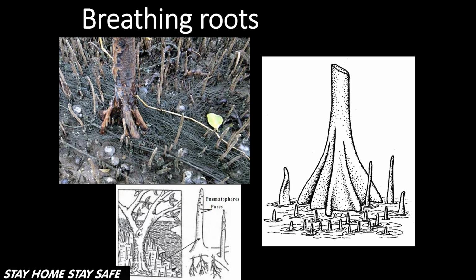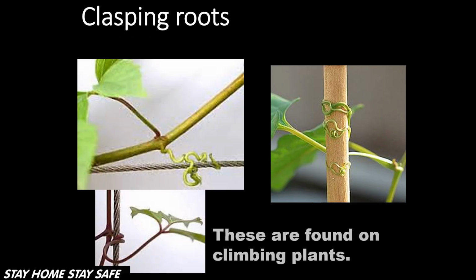So this is what you see here. A very good example is the mangrove plants. Then we have got to our clasping roots. This one, of course, is very common. You could have seen it out there. They help those plants with weak stems to support and move on. They are called the clasping roots.